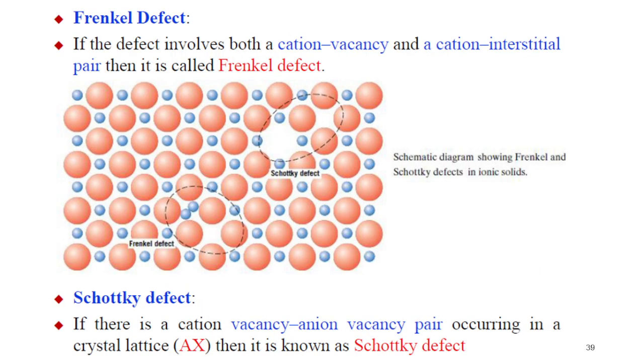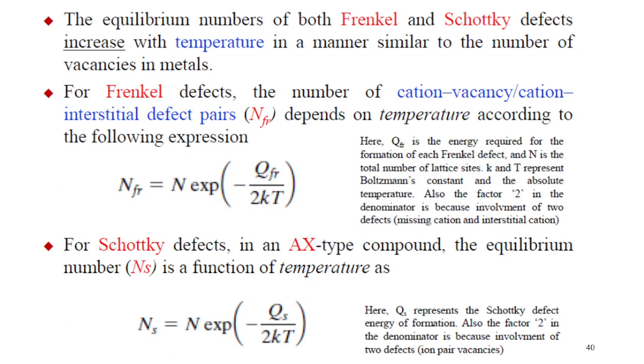Then we have Frenkel and Schottky defects. In case of a Frenkel defect, we will have a vacancy, usually an anion vacancy, and we'll have an interstitial pair. It can be an anion or cation vacancy, and you will have an interstitial pair. Whereas if it's a Schottky defect, you will have only two vacancies, that is an anion and a cation vacancy. Both will be missing in case of a Schottky defect.